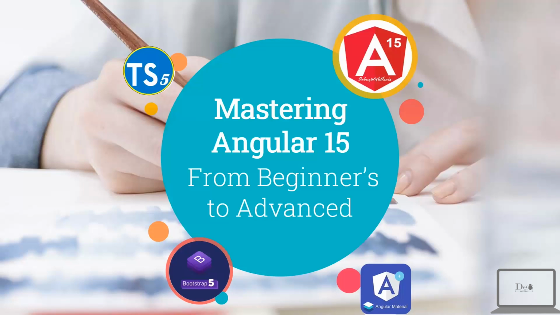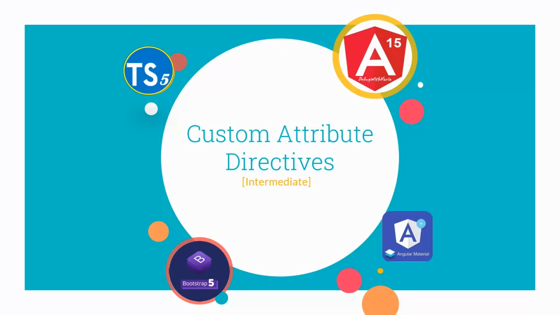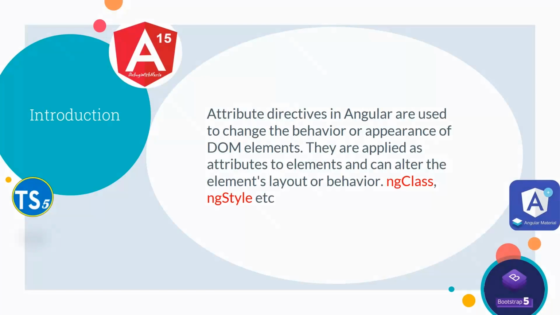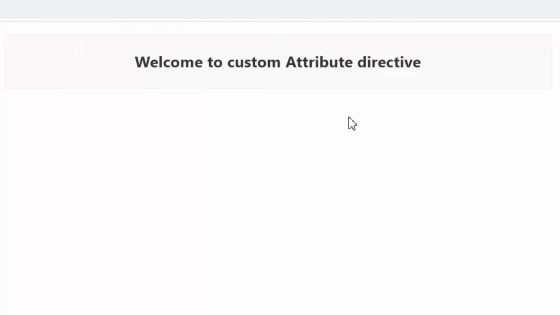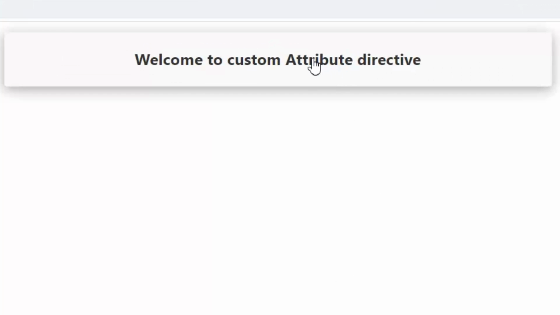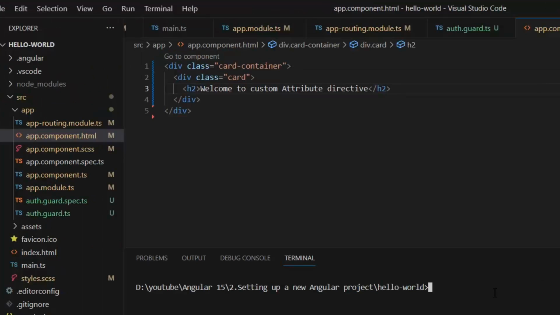In today's lecture, we will talk about custom attribute directives. Attribute directives in Angular are used to change the behavior or appearance of DOM elements. They are applied as attributes to elements and can alter the element's layout or behavior, like ngClass and ngStyle. And I want that when my mouse is over on it, its background color is changed. I am going to implement this in our previous Angular application.